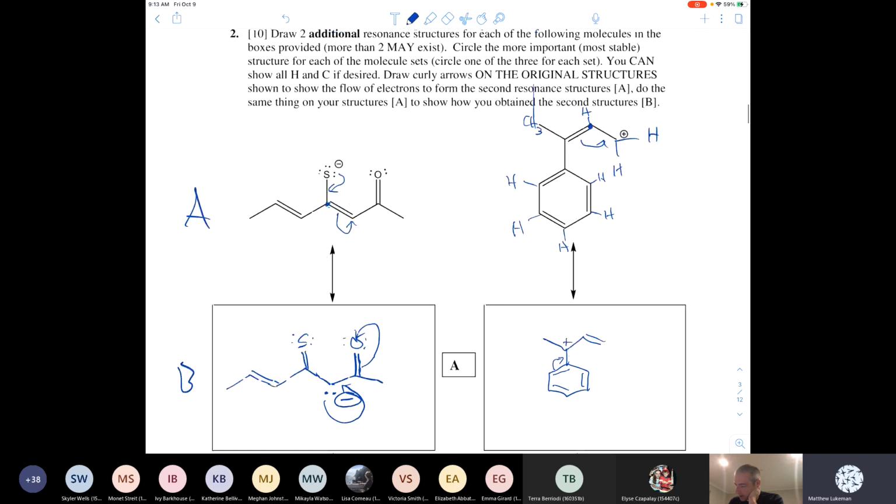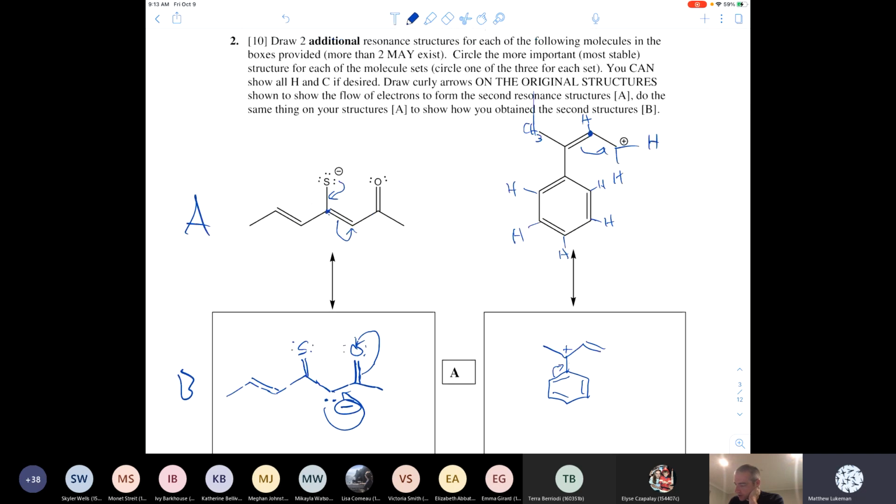What does this actually say? Draw two additional resonance structures. More than two may exist. Circle the most important, most stable structure for each of the molecule sets. You can show all hydrogens and carbons if desired. Draw curly arrows on the original structures and show the flow to make your resonance structures.